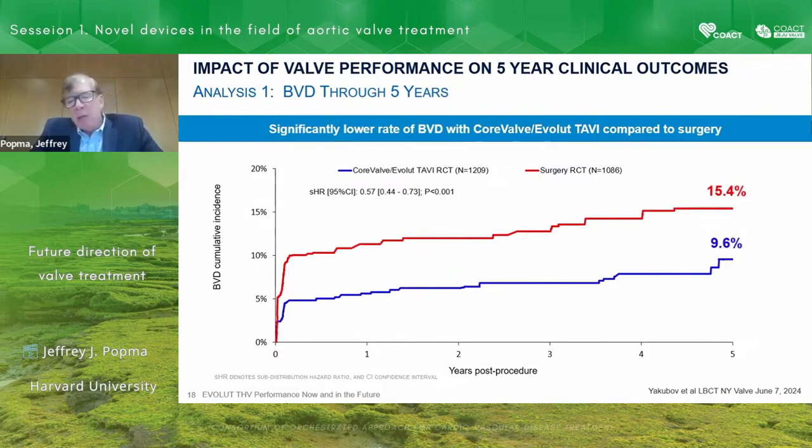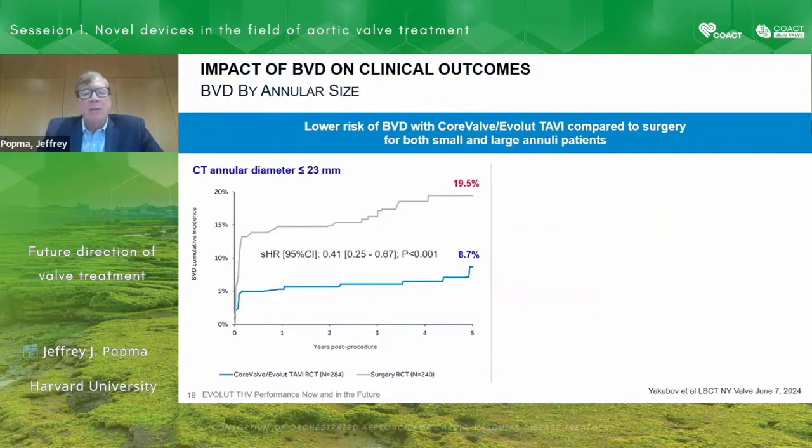And we said by 5 years, the rate was substantially lower, significantly lower in patients who were treated with CoreValve and some Evolut, 9.6%, than in those patients treated with surgery, 15.4%. So an early and sustained reduction in bioprosthetic valve dysfunction in those patients who were treated with CoreValve.